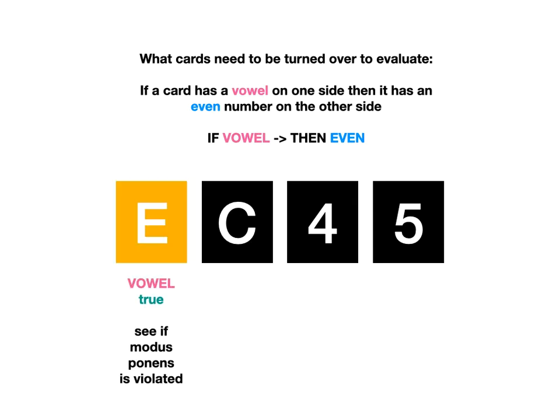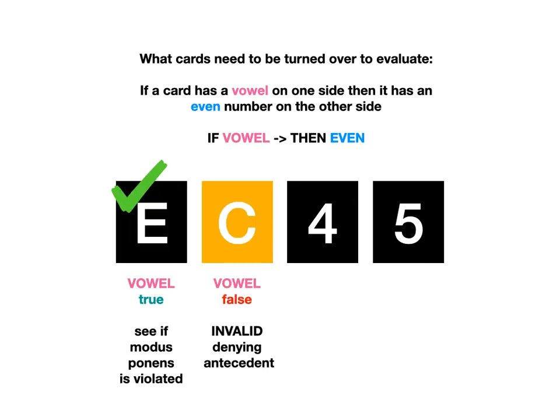If I turn over E, then we can see if modus ponens is violated, right? Because if I turn E over and there's an odd number on the other side, then this rule doesn't make sense. We can't do C, because if I turn C over, it doesn't matter what's on the other side because there's no rule in here about consonants at all. Skip it, denying the antecedent.